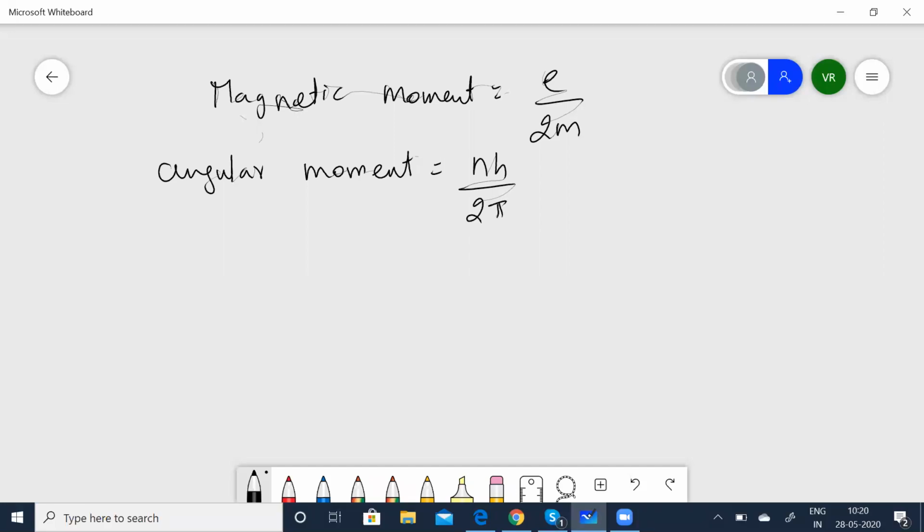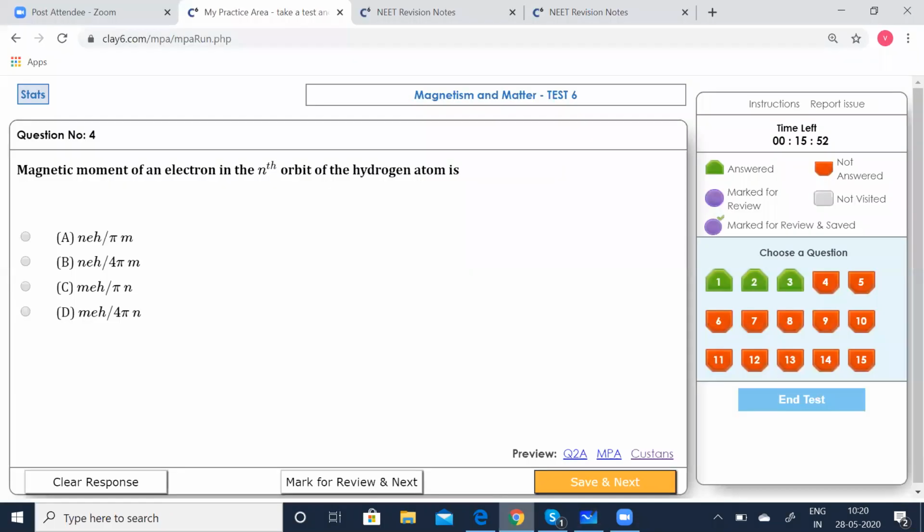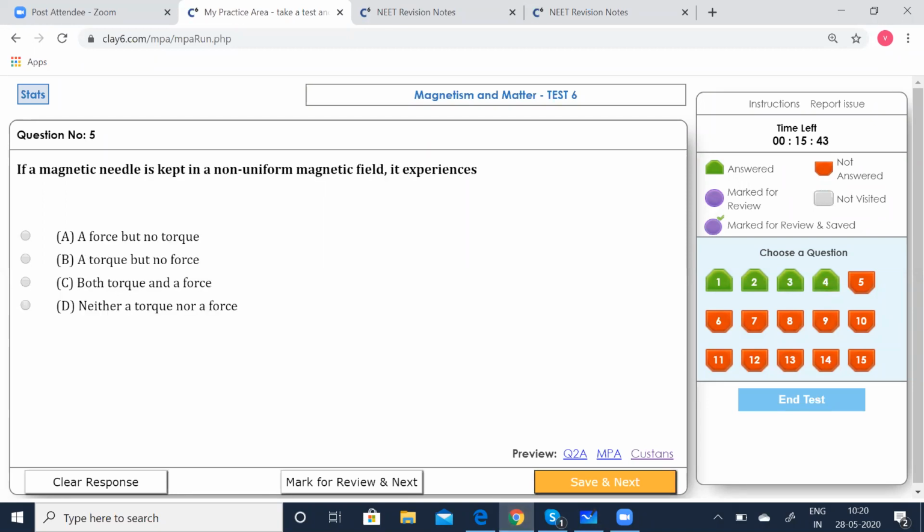So magnetic moment into angular momentum, when you multiply both, you get it as neh by 4 pi m. So option B is correct. So B is correct. Save that. Go to the next.